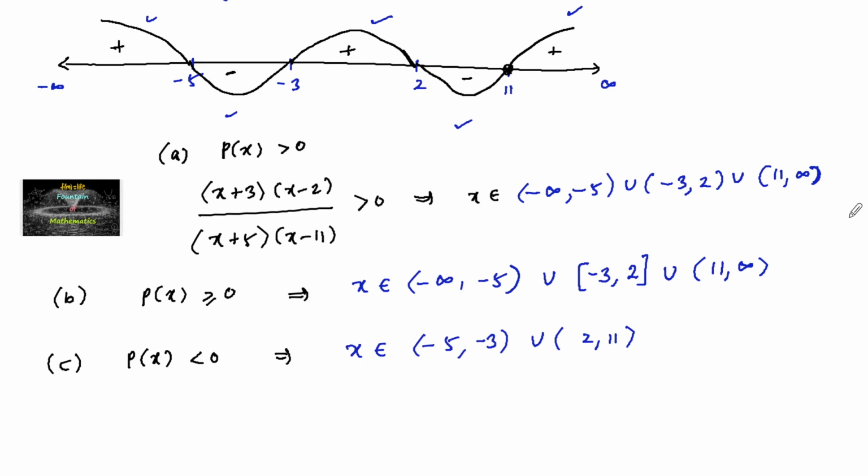And so the next case, the fourth, P of x is less than or equal to 0. So here we must include the roots for the numerator, and the denominator roots should be excluded. So let us write here x belongs to minus 5, it's open, comma minus 3 is closed, union 2 is closed, and 11 is open, right?